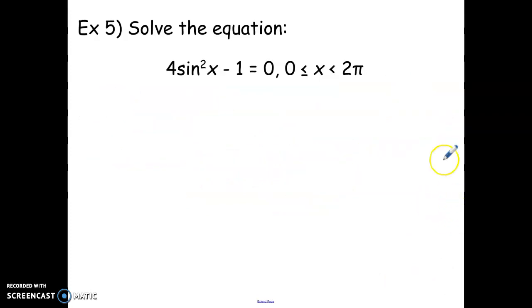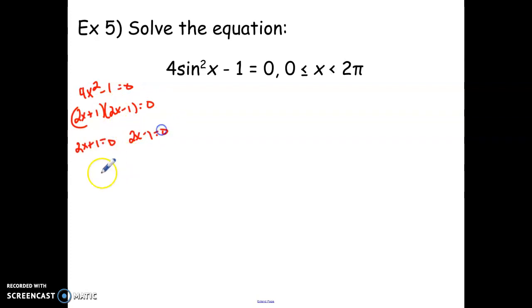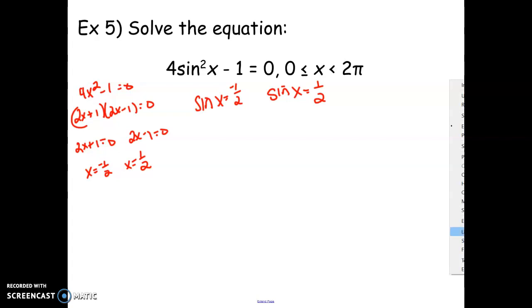Let's try another one. This is very similar to seeing 4x squared minus 1 equals 0, which is a difference of two squares. So we can do 2x plus 1, 2x minus 1, and solve those. So I get 2x plus 1 equals 0, and 2x minus 1 equals 0. So x equals negative 1/2, and x equals positive 1/2. So I have two equations there. Sine of x equals negative 1/2, and sine of x equals positive 1/2. This one's a little bit easier because both of them have the 1/2 there.